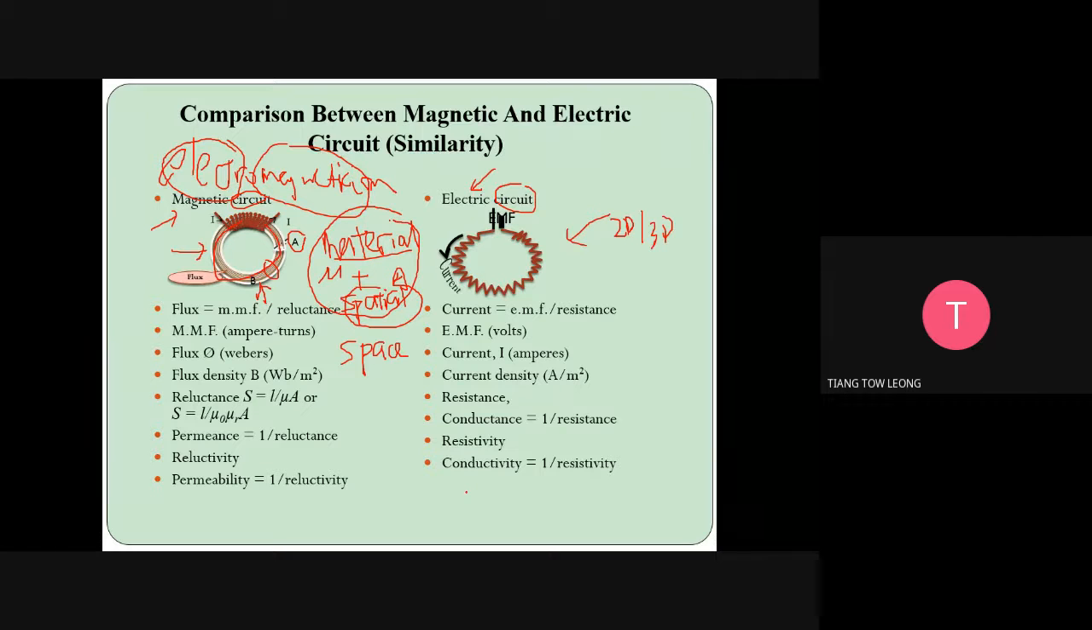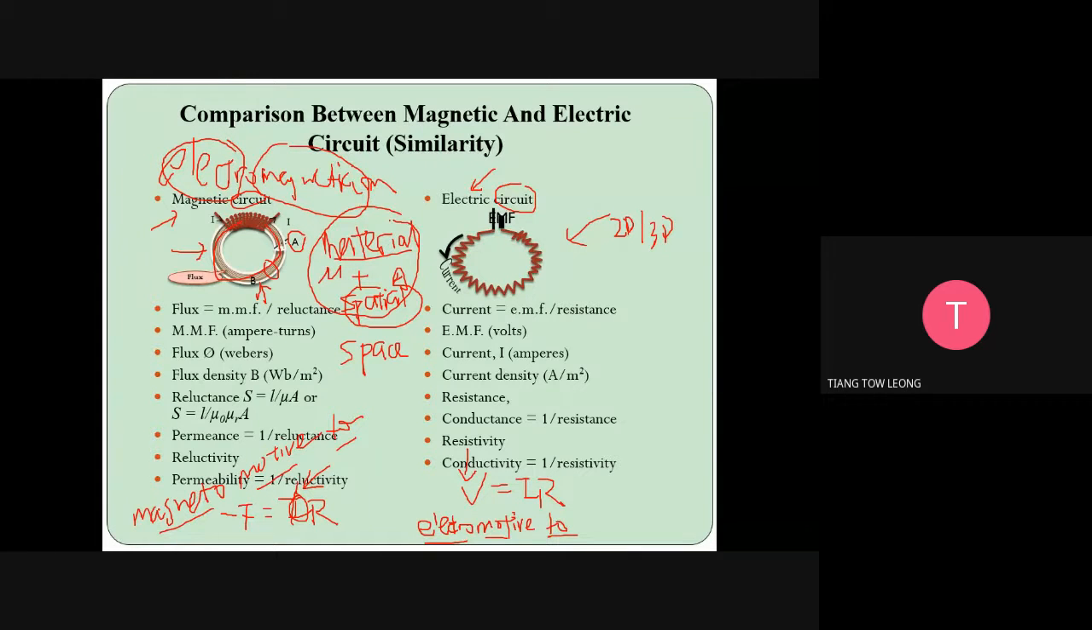Usually in the electric circuit, V equals IR, right? Same here, F equals phi R. In magnetic, we have phi. In the electric circuit, we have a voltage. Voltage, if you still remember, is the electromotive force, a force generated due to the movement of electrons. This is the magnetomotive force, a force generated due to the movement of the magnetic field.